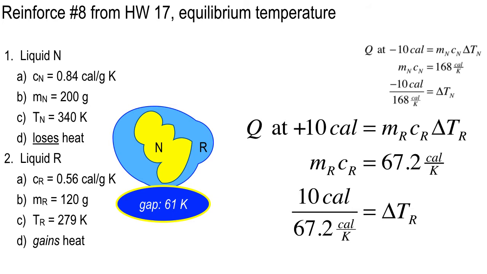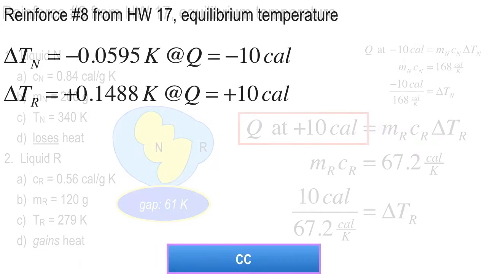So you divide 10 calories by 67.2 calories per Kelvin, and that gets you delta T for liquid R. Now that's under this proviso that you're looking 10 calories at a time. What's my delta T if I just let them exchange 10 calories? All right, here's how you calculate it, and it works out to this.